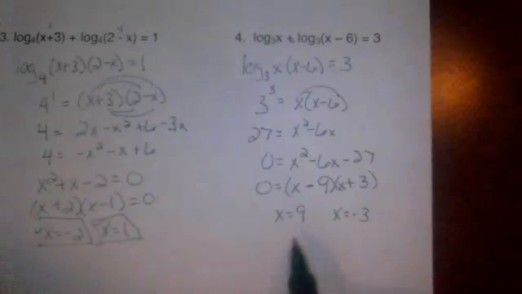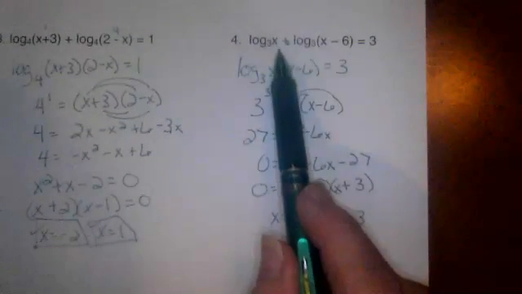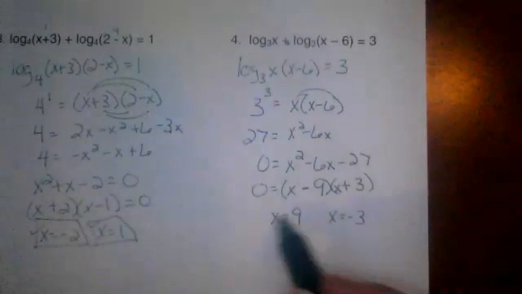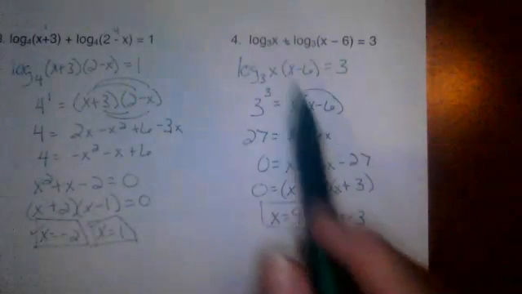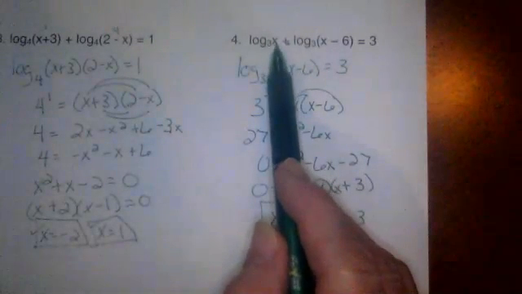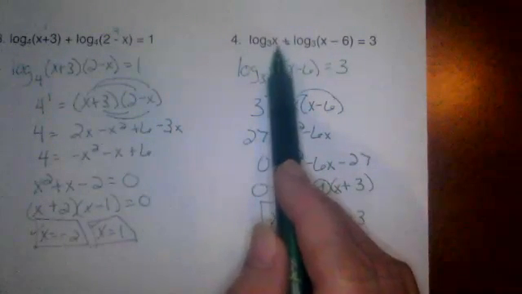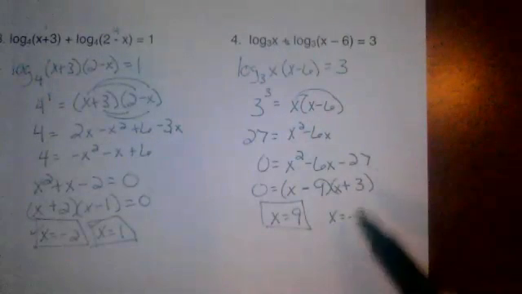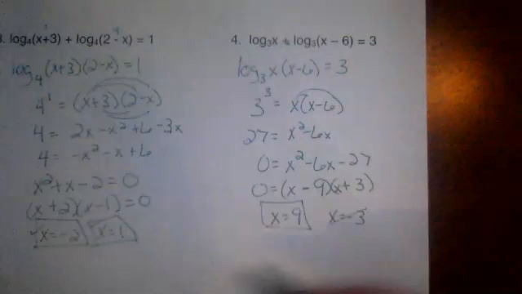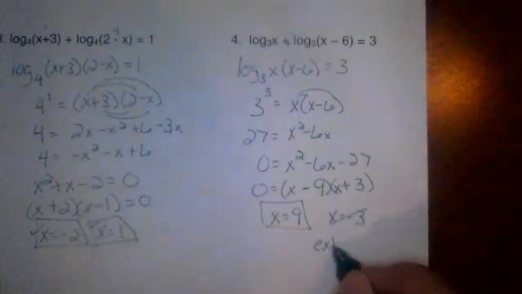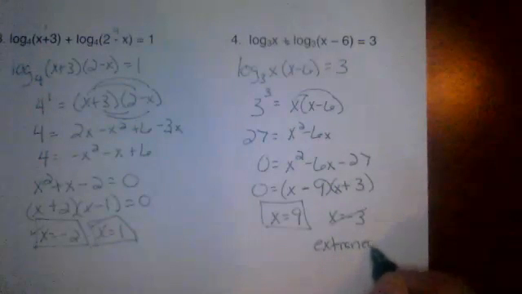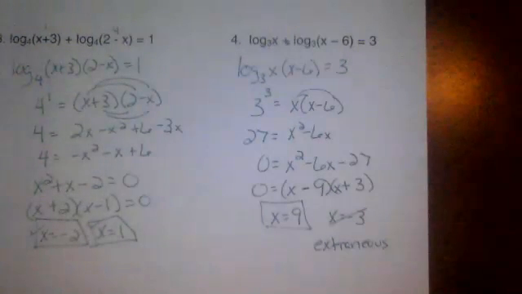All right, so the 9 put back in here looks like it would work fine. The negative 3 in here, though, we would be taking the log of the negative number both here and here, and we can't do that. So we have to eliminate that. It's called an extraneous solution, an extra solution that we can't use, because we can't take the log of the negative.